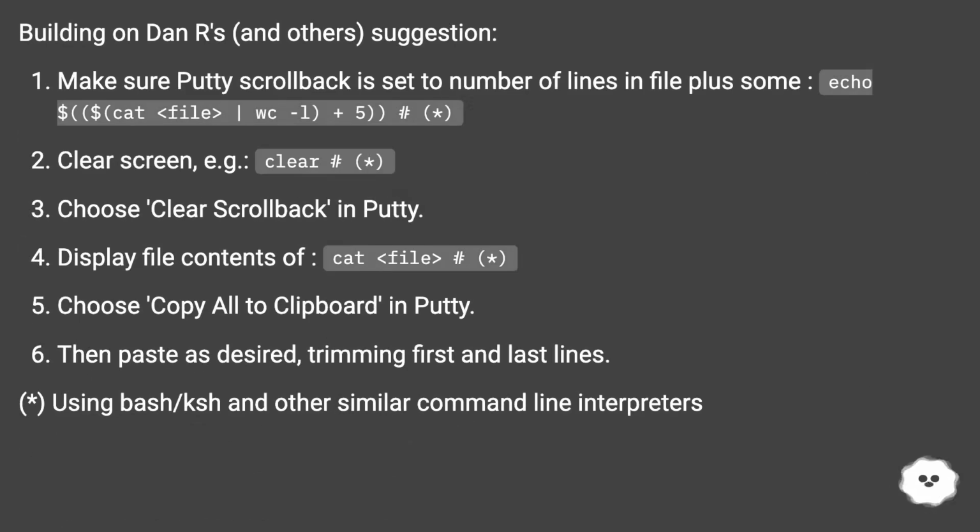Building on Dan R's and others' suggestion. Make sure PuTTY scrollback is set to number of lines in file plus some. Echo $(cat file | wc -l) + 5. Clear screen, e.g. clear. Choose clear scrollback in PuTTY. Display file contents with cat. Choose copy all to clipboard in PuTTY. Then paste as desired, trimming first and last lines. Note: this applies when using ksh and other similar command line interpreters.